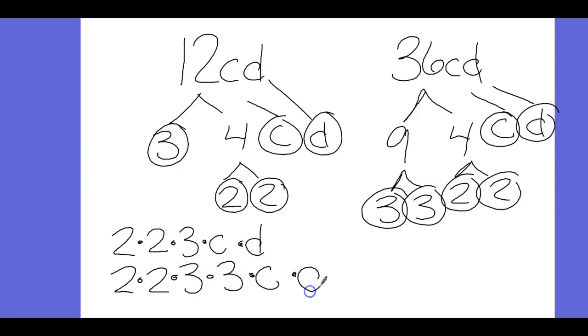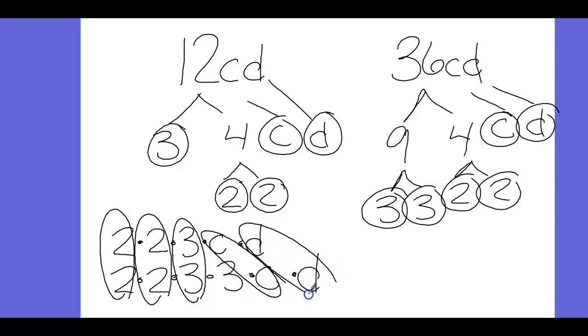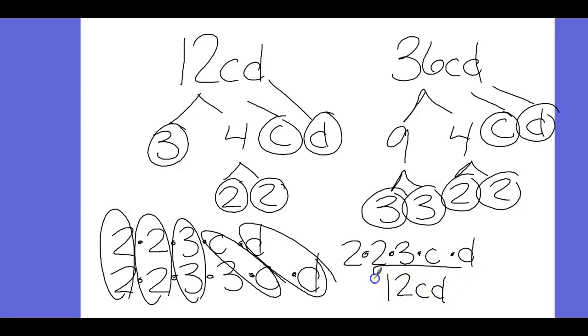So what do you have in common? 2, 2, 3, and C and D. So my common factors are 2 times 2 times 3 times C times D. And what would that be simplified? 4 times 3, 12. Because 2 times 2 is 4, times 3 is 12CD.